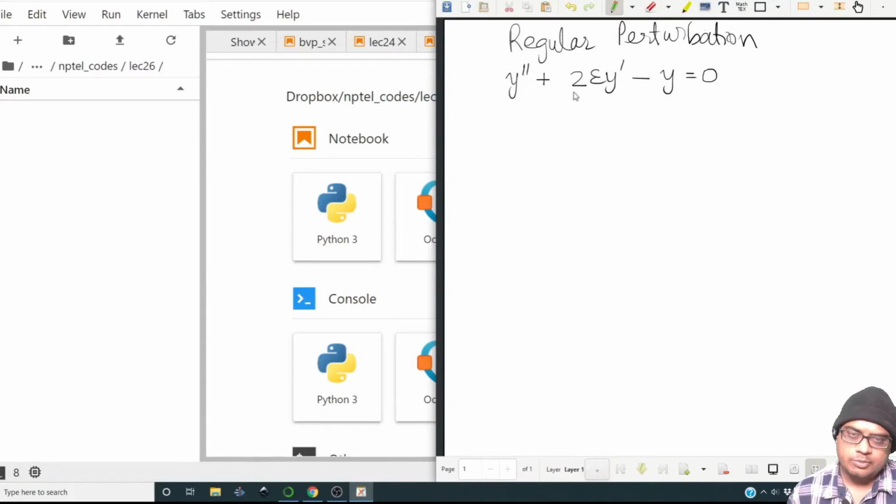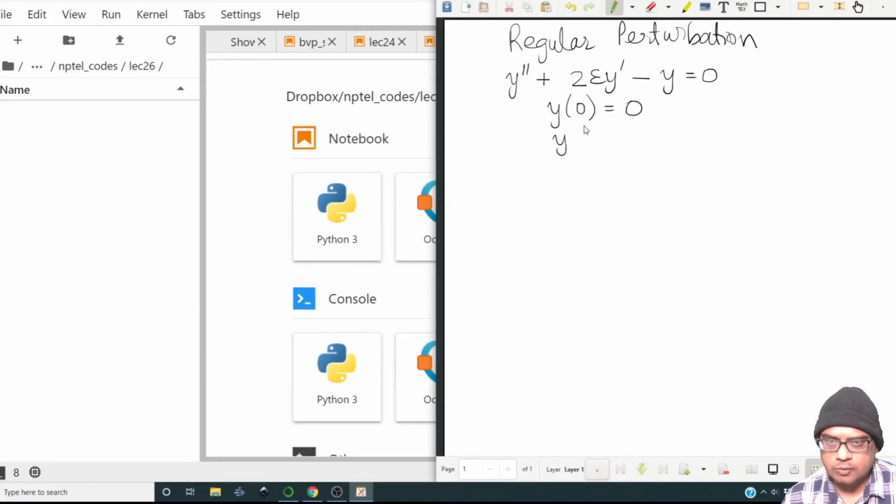y double prime plus 2 epsilon y prime minus y equal to 0, subjected to y(0) equal to 0 and y(1) equal to 1. So it is defined on the domain 0 to 1.